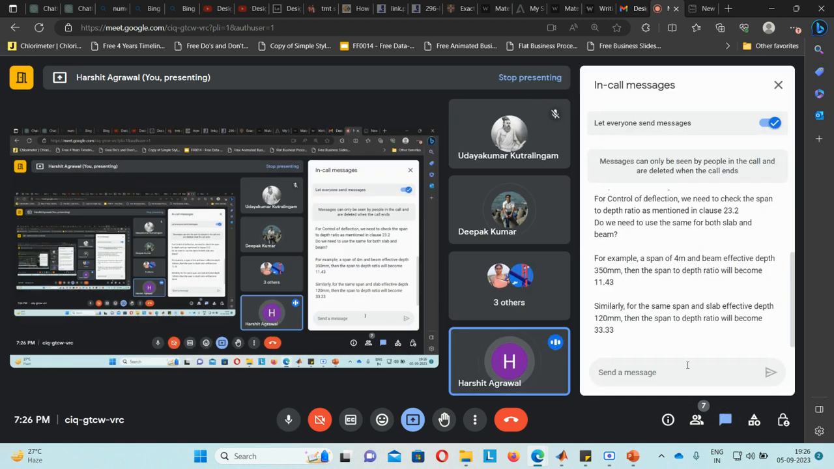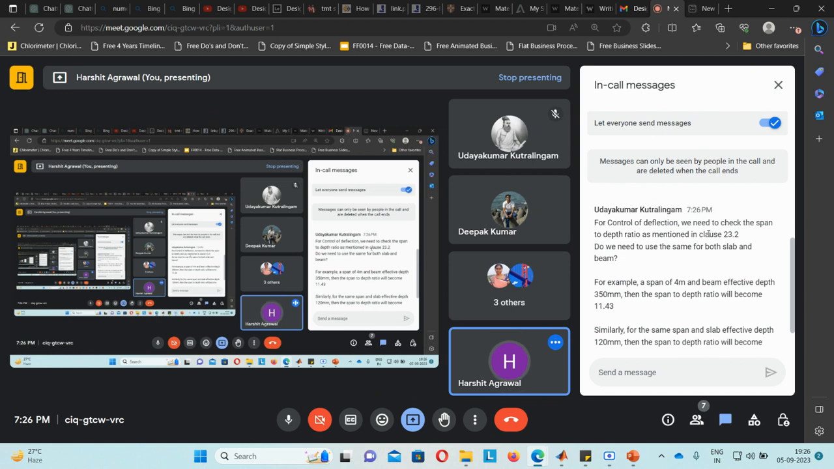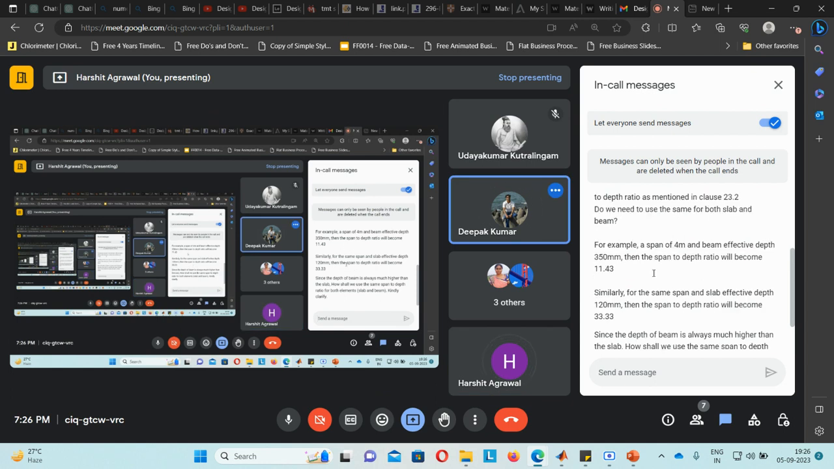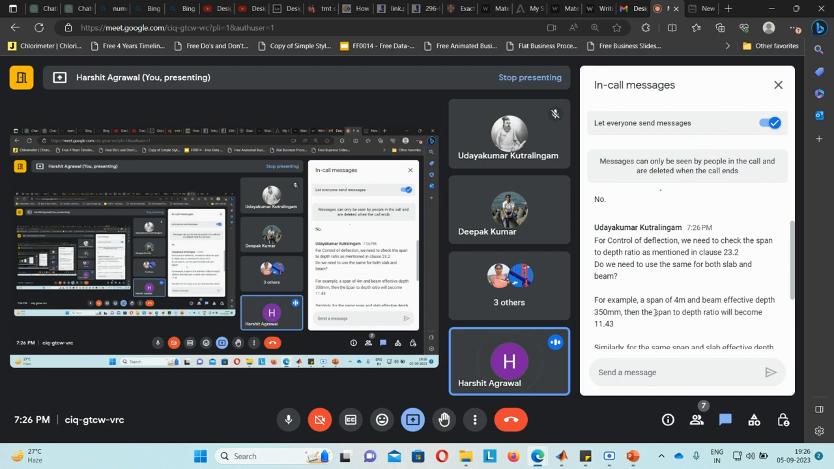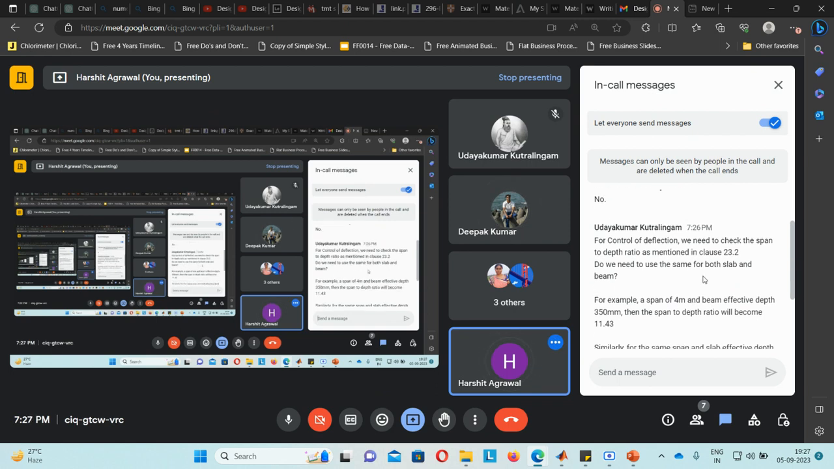That you also need to check, sorry I forgot to tell. We need to check the span, as mentioned, like, do we need to check this? Then the span between threshold. For example, 1 minute, na? Do slabs. For beams, generally, we don't need to check for depth.